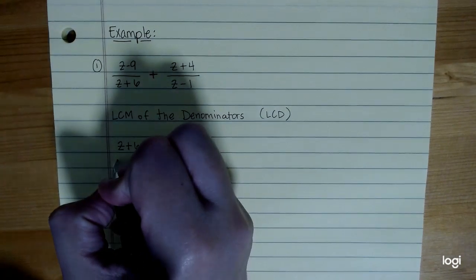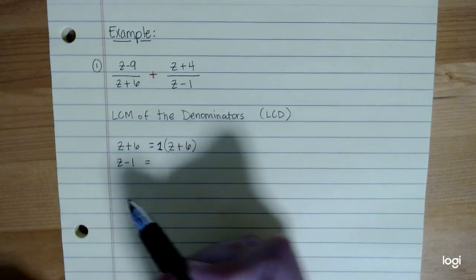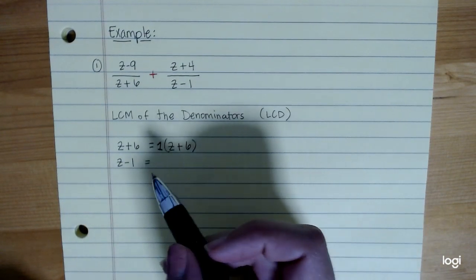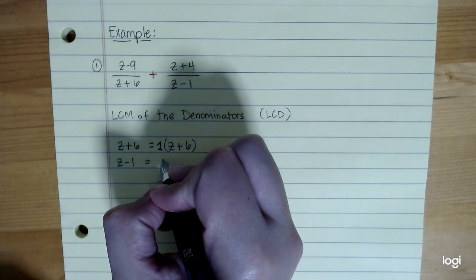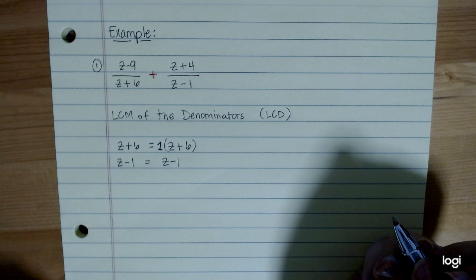And the same thing's going to happen with z minus 1, because it is a binomial and they don't share any common factors other than the number 1. So simply 1 factor of z minus 1 there.